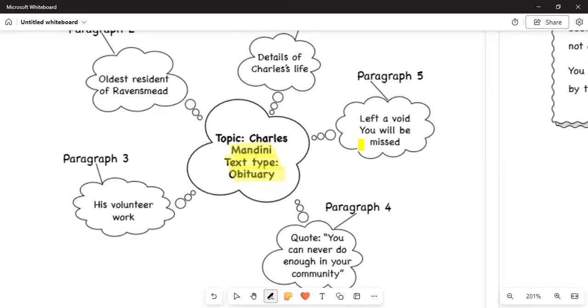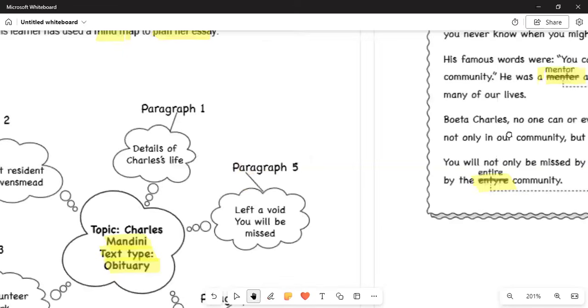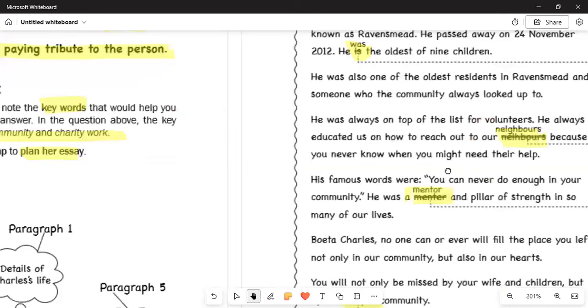So you can see that these are his favorite ways. So he would do the work, help some other people, and he would say, you can never do enough for the community. Those are the favorite ways. Number 5, we have in paragraph 5, the left void, you will be missed. So it means now this person has left a big void and is missed. Okay. You can see that going step by step.